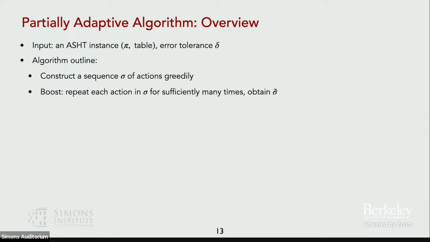Then we are going to boost each action in my set a sufficient number of times to obtain sigma tilde. This is because of the stochastic nature of our instance: we want to perform an action sufficiently many times to be able to tell the difference between two hypotheses. And now what we are going to do next is perform the actions in the superset one by one, and terminate when there's only one hypothesis left.